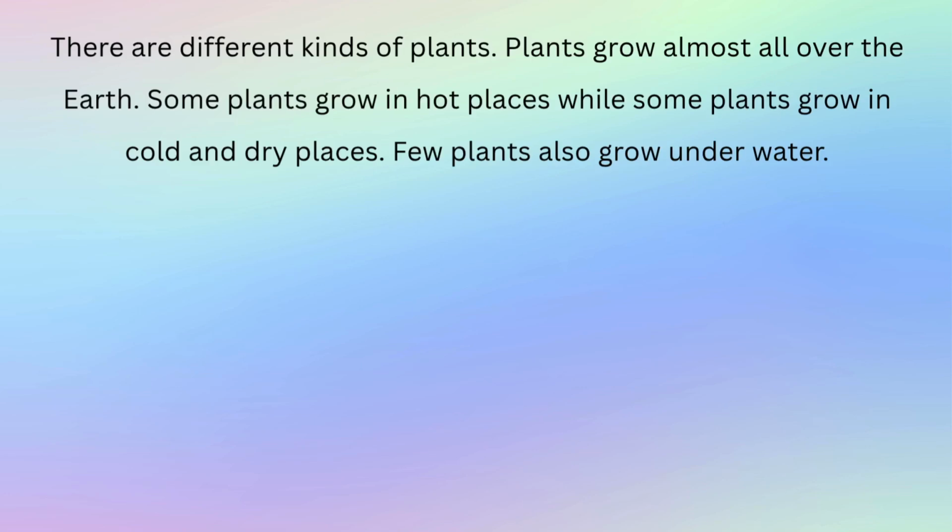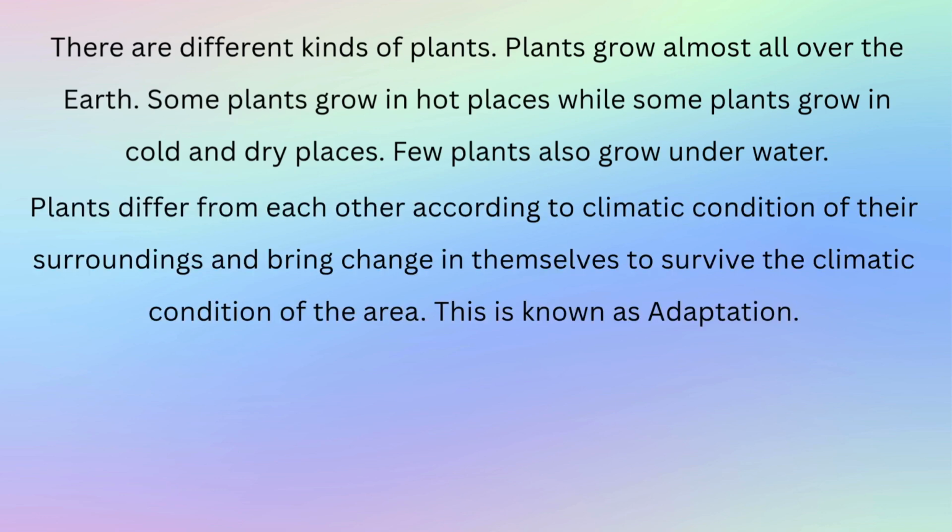There are different kinds of plants. Plants grow almost all over the earth. Some plants grow in hot places while some plants grow in cold and dry places. Few plants also grow underwater. Plants differ from each other according to the climatic condition of their surroundings and bring change in themselves to survive the climatic condition of the area. This is known as adaptation.